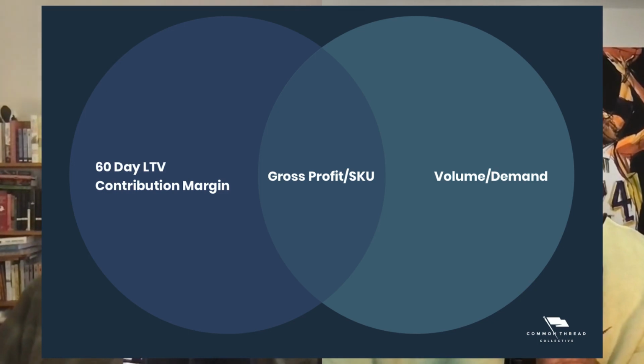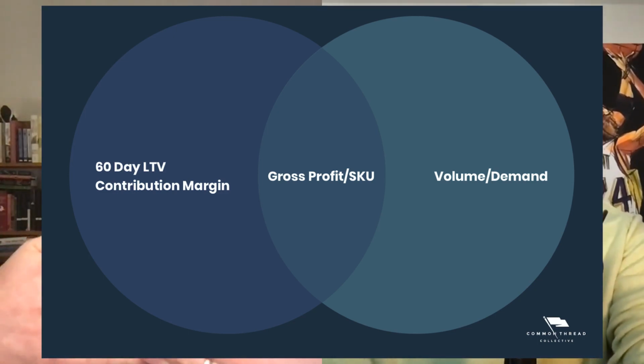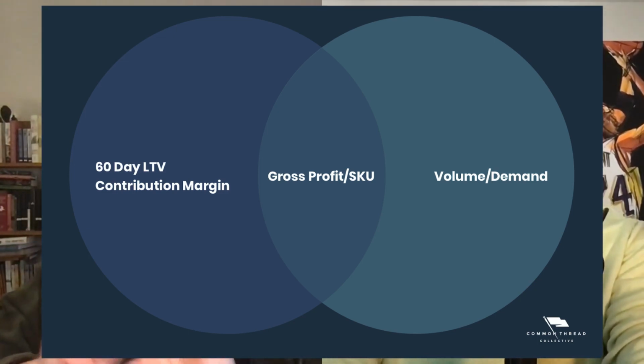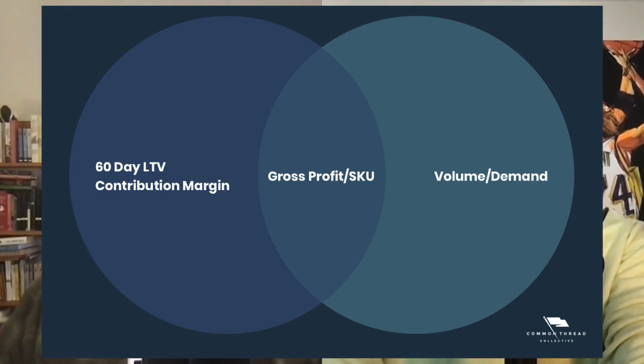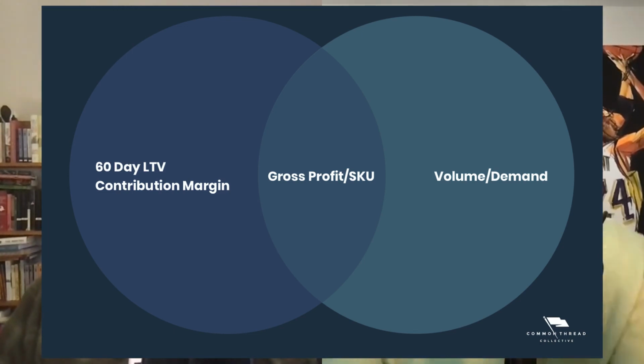Basically what we had in that article was 60-day LTV contribution margin overlapped sort of in a Venn diagram with volume and demand, and then the crossover point being the gross profit per SKU. And that's essentially what you're trying to find: what is the highest gross profit per SKU product, and then how do you build creative around that. But there are other considerations as well, so let's get into some of those.